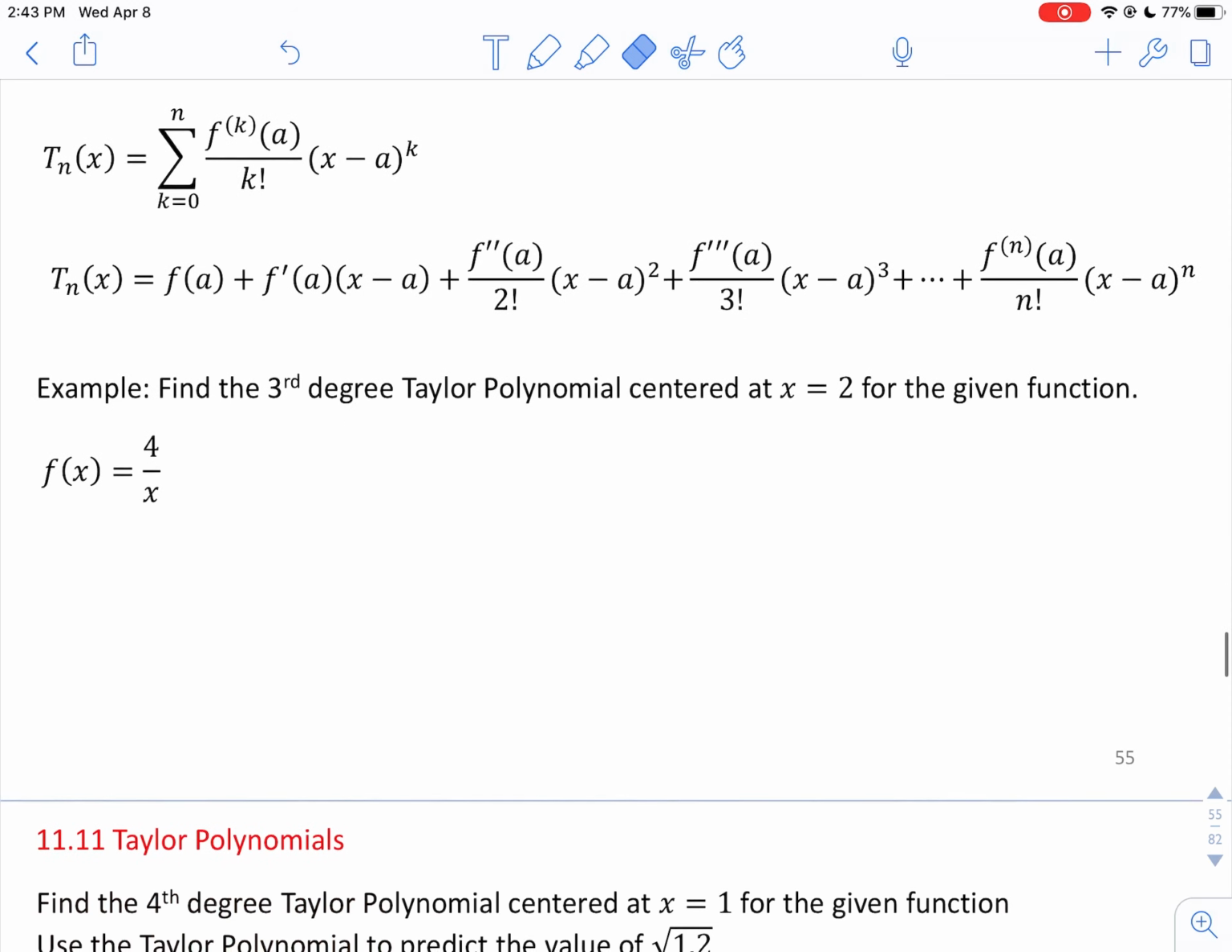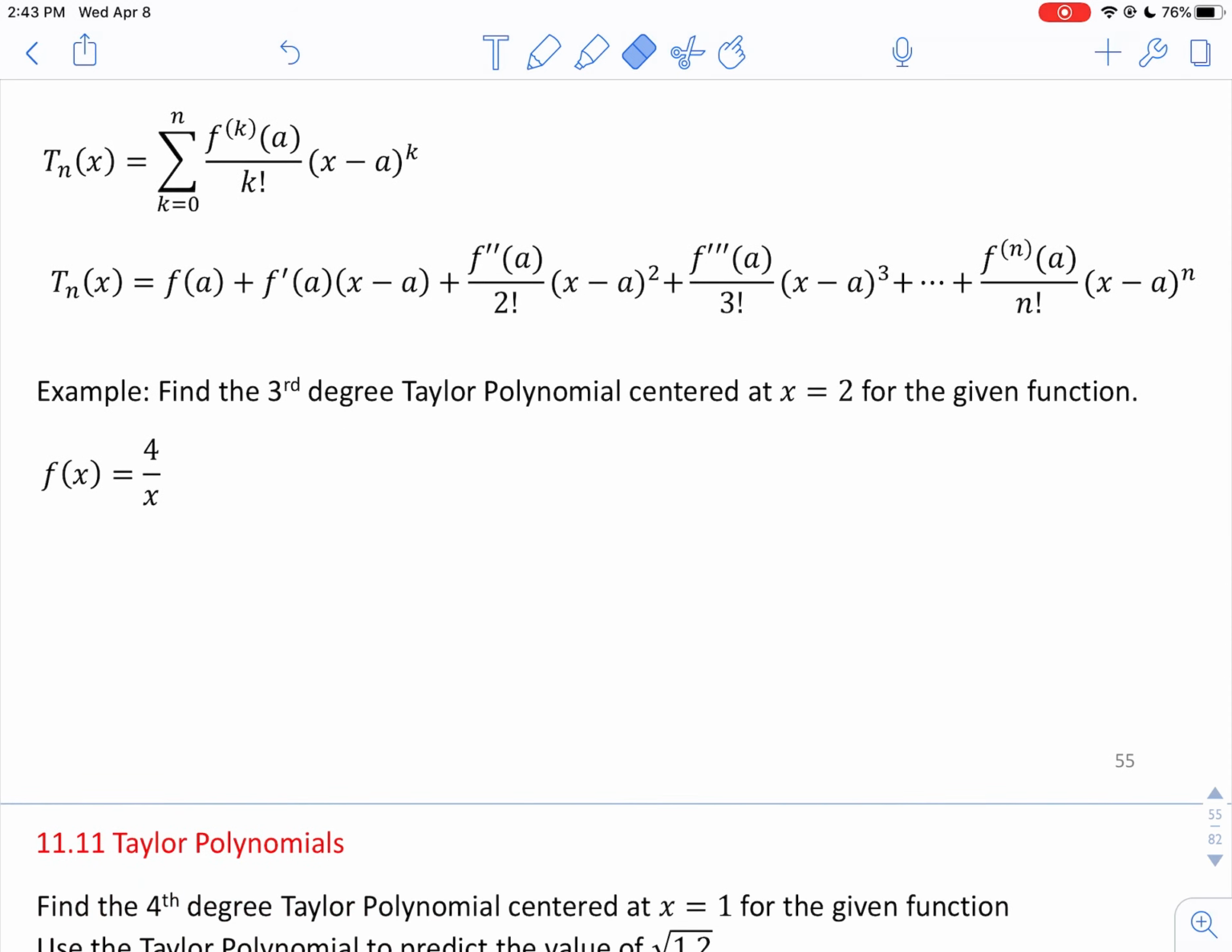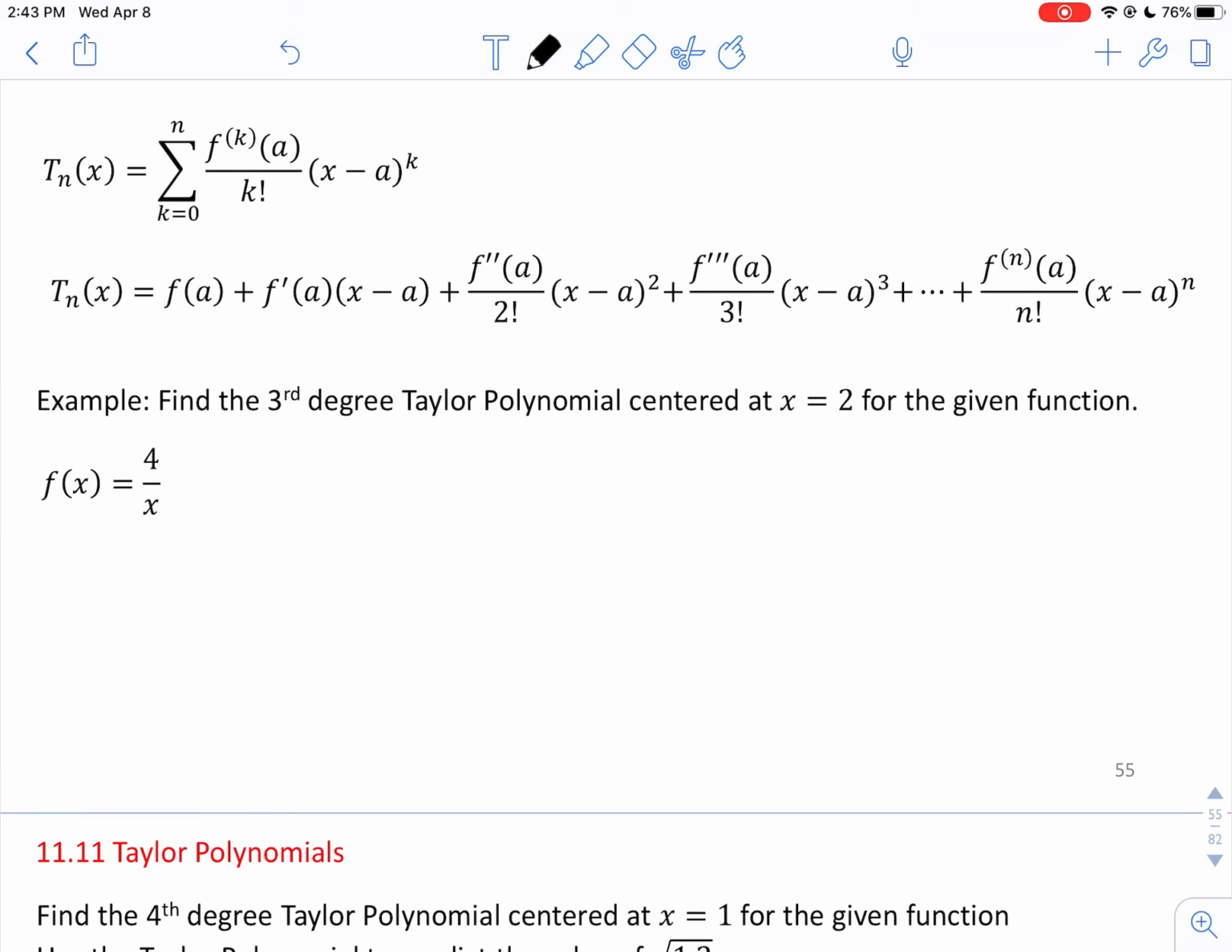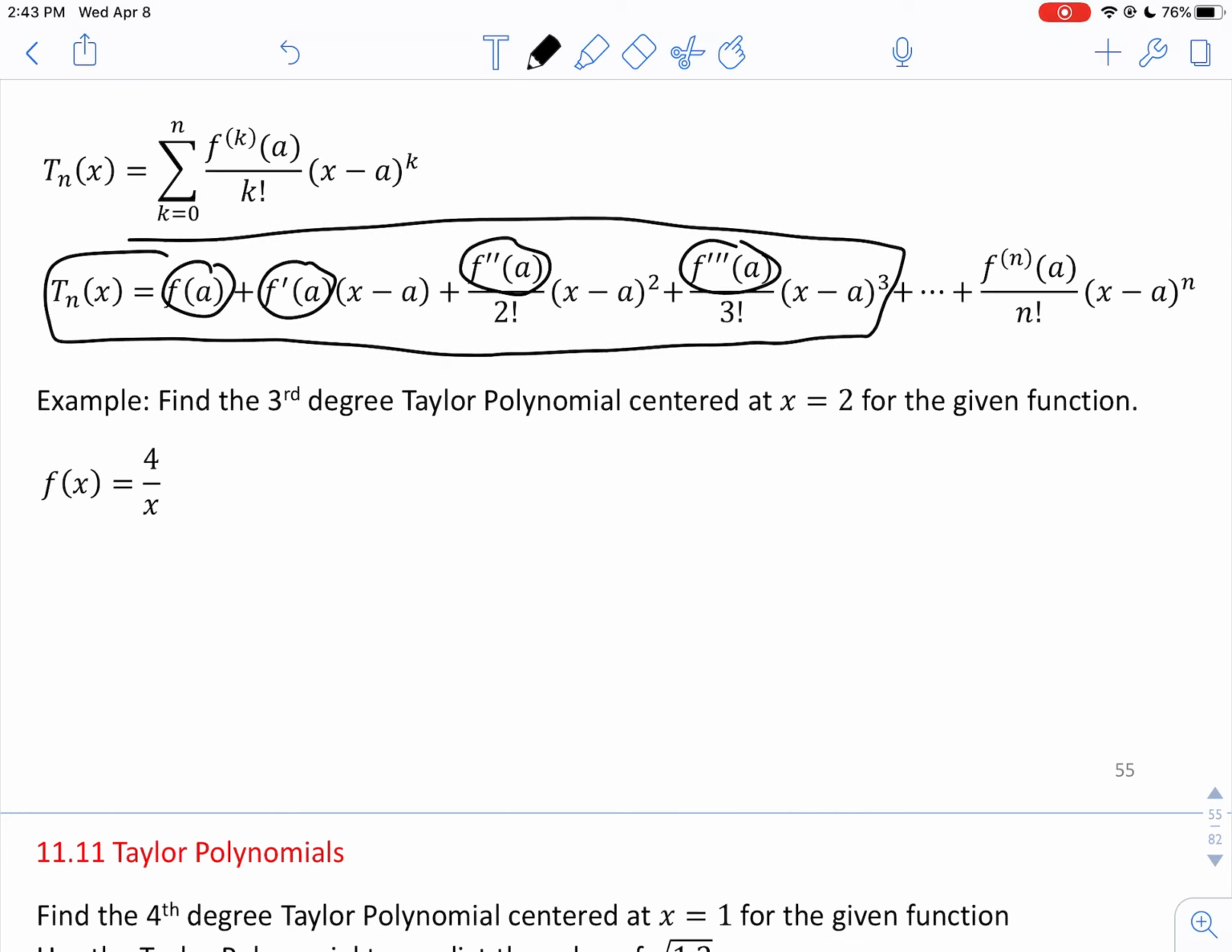In this one example, we're going to find a third degree Taylor polynomial for the function f of x equals 4 over x, and it's going to be centered at x equals 2. We're going to do a T3, so we're going to essentially use this formula, but stop right there. We've got to figure out the first 3 derivatives of the function evaluated at a, and then whatever numbers we get, we plug into those 4 locations. I'm going to make a table to do this.